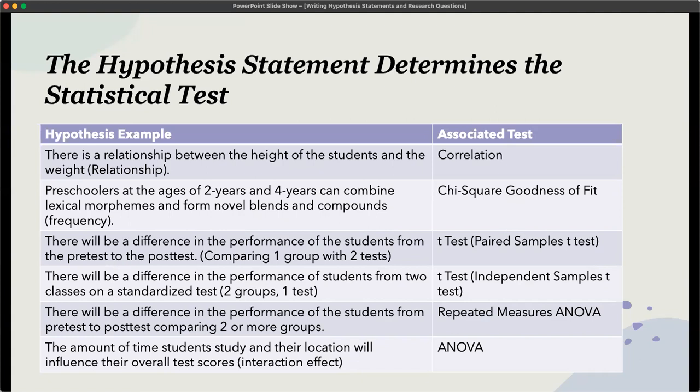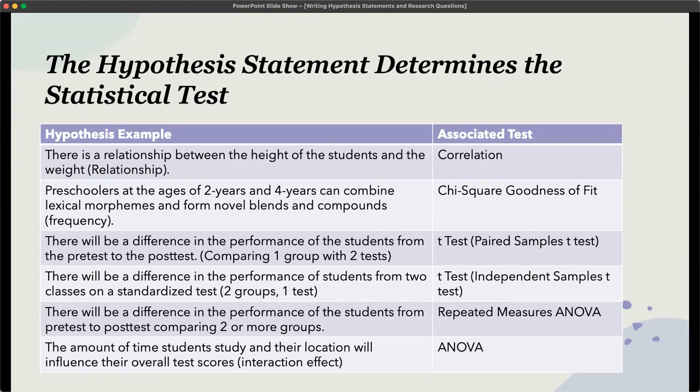Preschoolers at the age of 2 and 4 years can combine lexical morphemes and form novel blends and compounds. Here, we're not comparing the 2 and 4-year-olds against each other. We are just looking for the frequency of the compounding and blending of lexical morphemes. So we're looking to see when these children are learning to do this. In this case, we're going to use a chi-square goodness of fit.